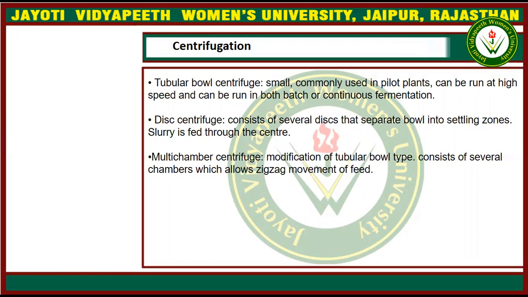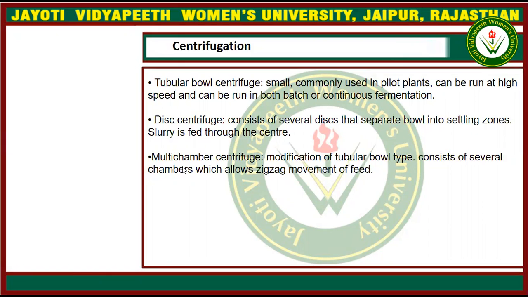Various types of centrifuge can be used here, such as tubular bowl centrifuge, which are small and commonly used in the pilot plants and can run at high speed and can run in both batch and continuous fermentation process. The disk centrifuge consists of several disks that separate the bowl into settling zones, and slurry is fed through the center.